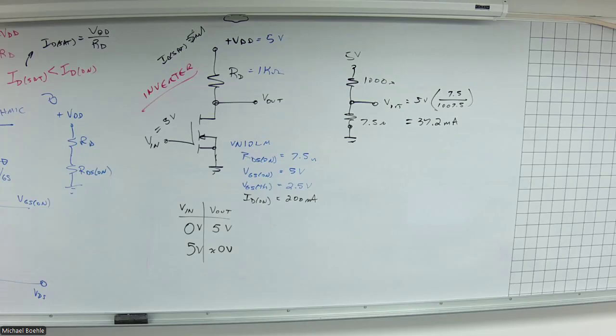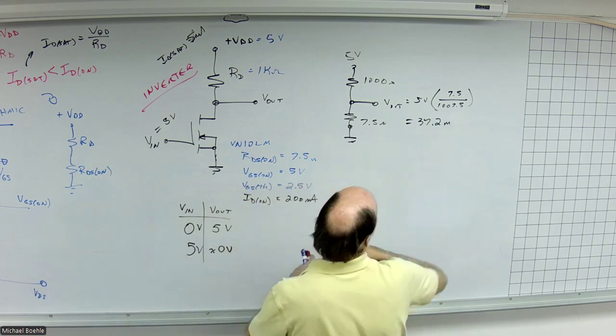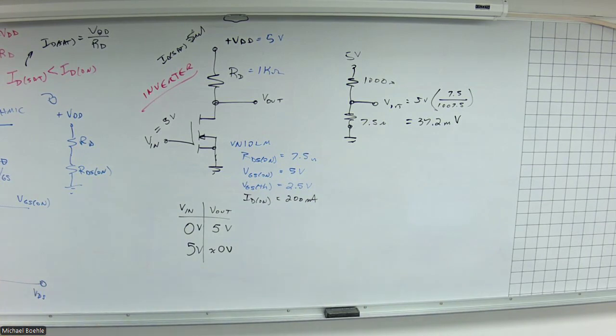I think you made a mistake in that milliamp is millivolts. Oh, thank you. Did I say amps or did I say volts? I don't remember now. I thought I said volts, but I wrote down amp. Thank you.